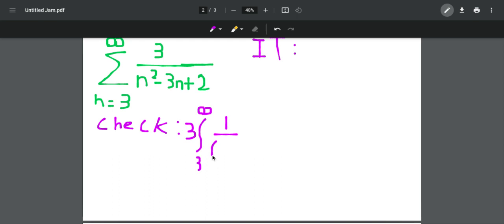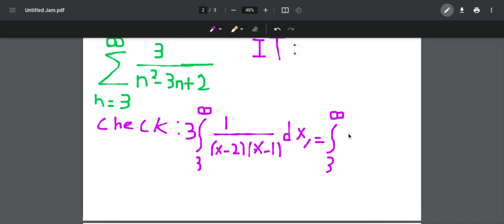And then we have 1 over, and I'm going to factor x squared minus 3x plus 2 as x minus 2 times x minus 1. And now how do we integrate this? Let me also put the dx. We can use partial fraction decomposition. So this would be equal to the integral from 3 to infinity.